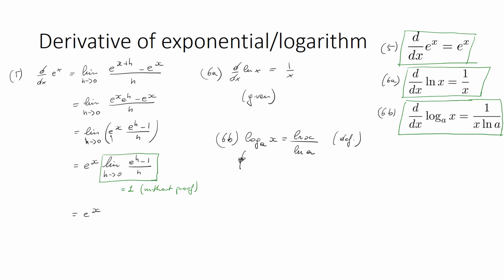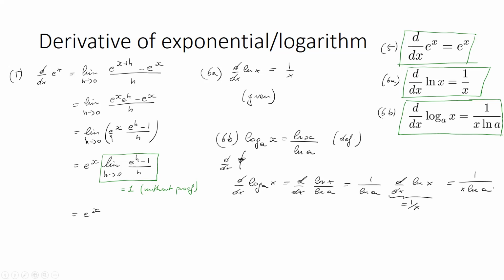And now we take the derivative of both sides, and we get d dx logarithm base a of x is d dx natural logarithm divided by natural logarithm of a. You can write it as 1 over the logarithm of a, d dx of ln of x. And this we've just seen as given, this is equal to 1 over x. So this whole thing becomes 1 over x times ln of a, natural logarithm of a.